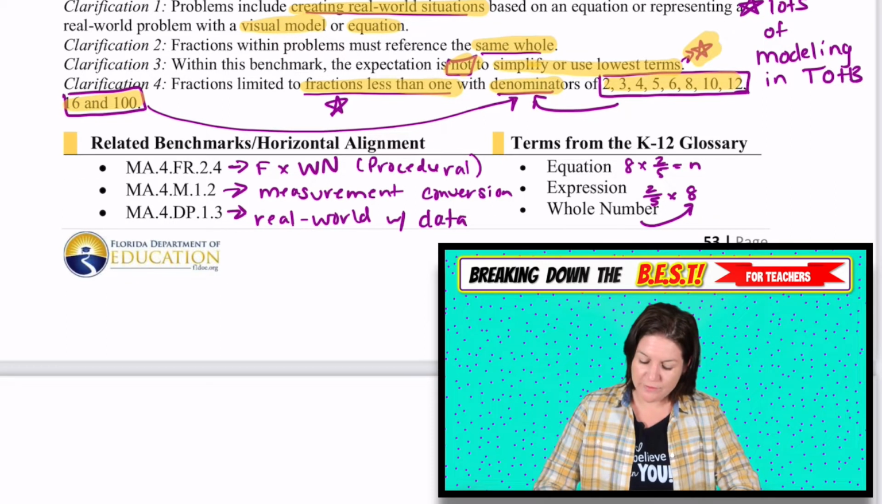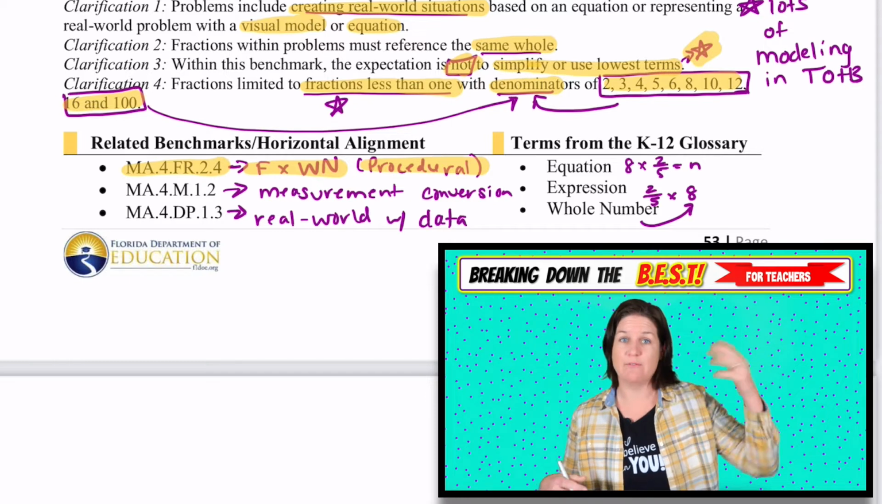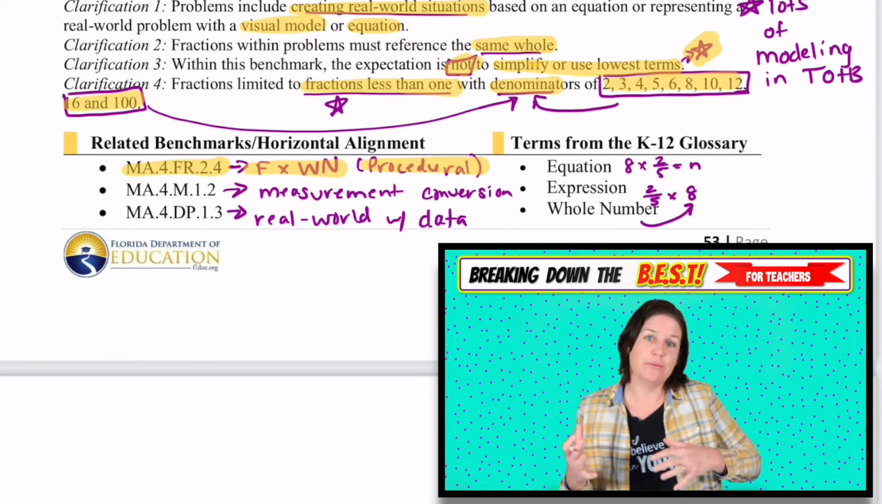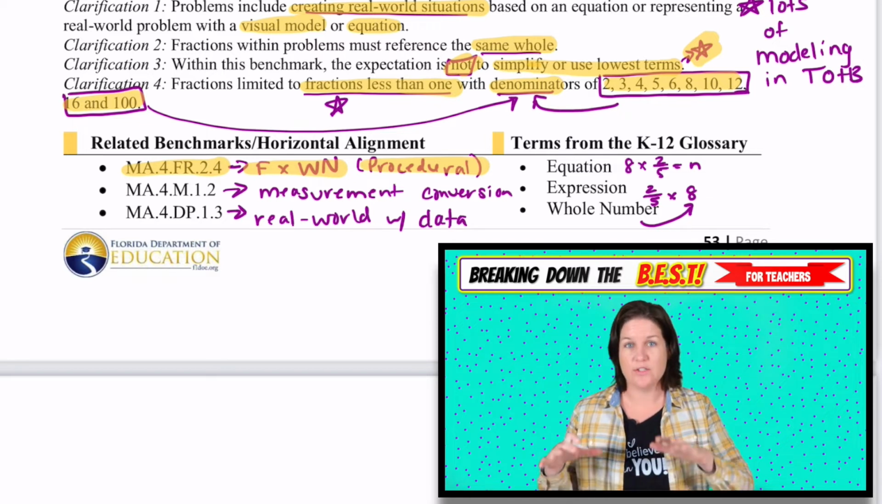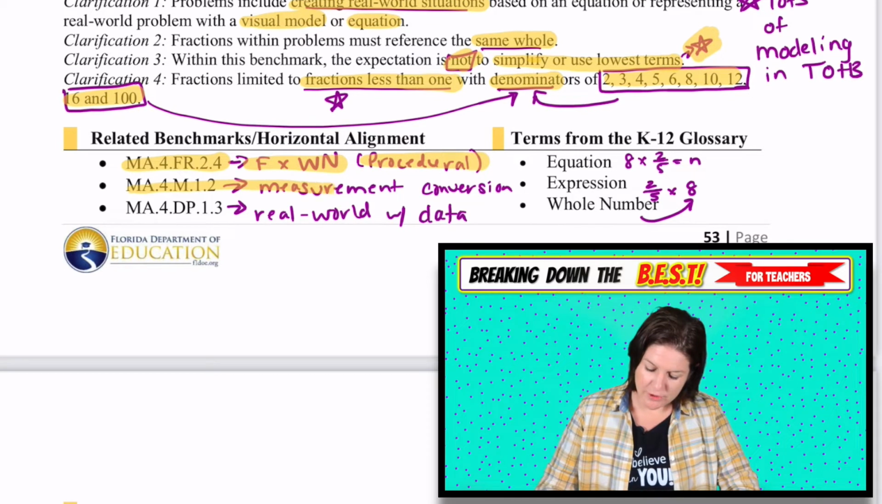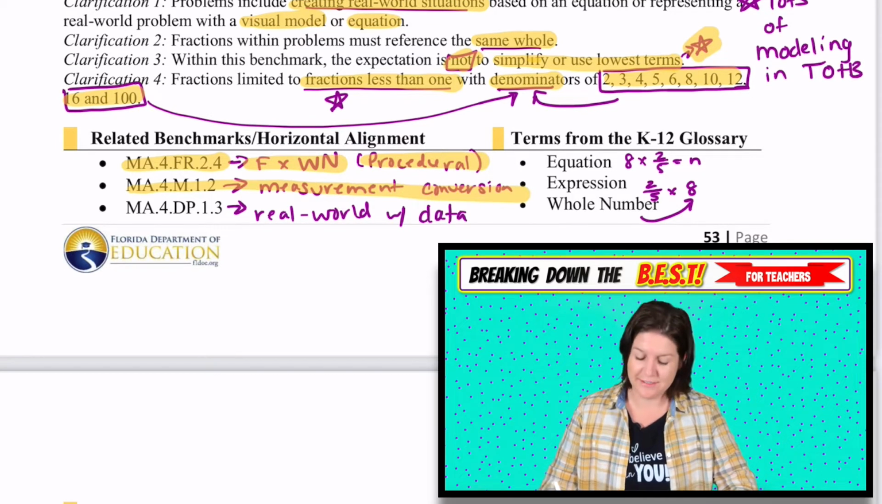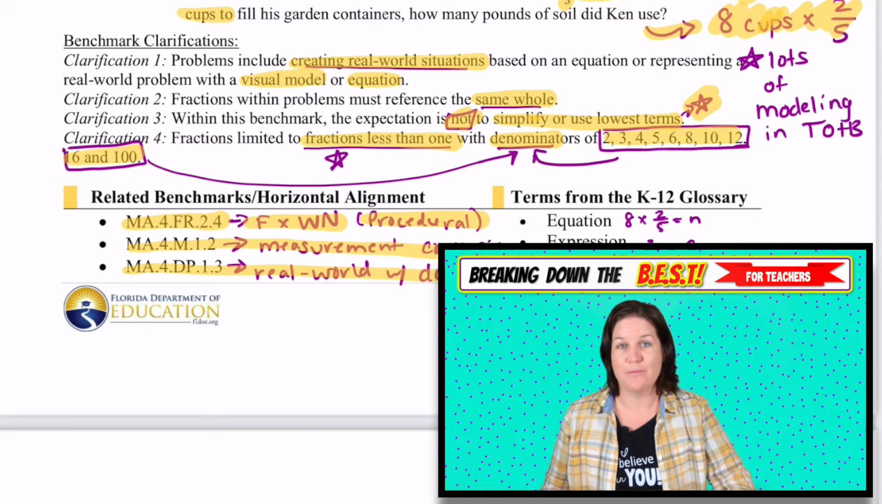If you're looking for more of a procedural practice, you want to check out this standard, 4.FR.2.4, where we absolutely practice multiplying fractions times whole numbers and whole numbers times fractions in more of a procedural sense. But this standard is more focused on the real-world situation of it all. This is the measurement conversion standard, so that'll connect down the road. And the real world with data, that will also connect. We'll use some of the skills learned in this standard and apply them when we get there.